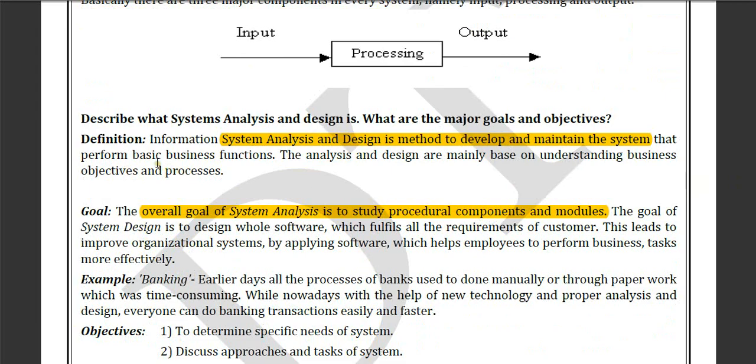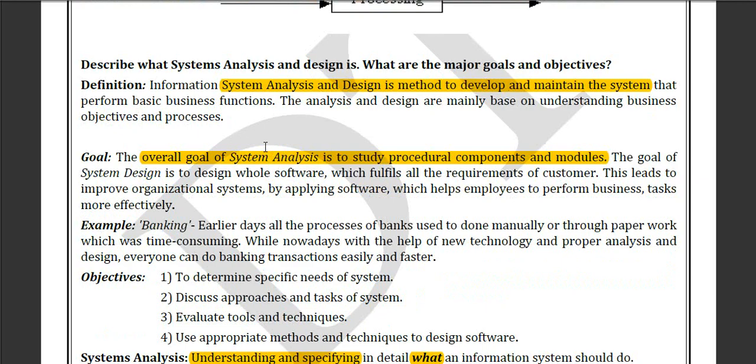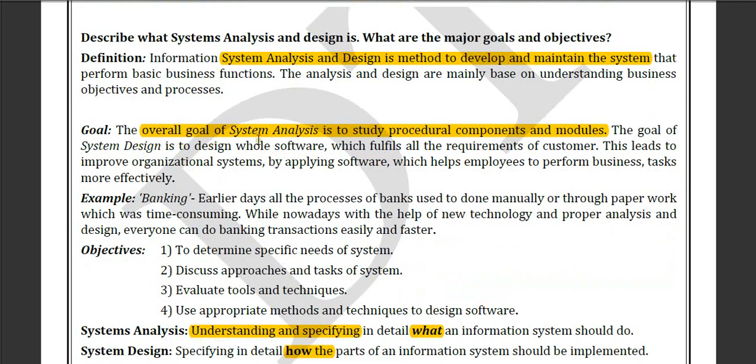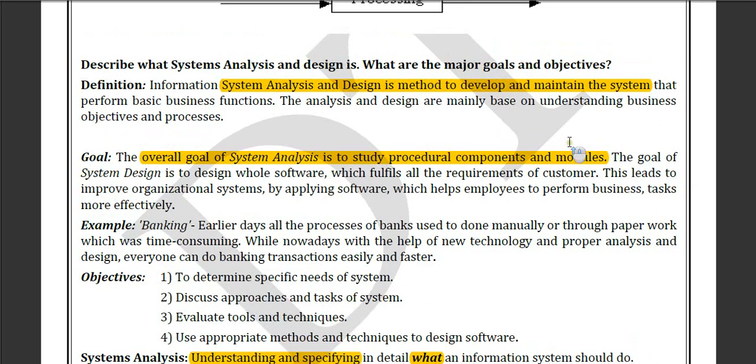Now first of all, we need to know the definition. We already know the definition of system. Now the goal. The overall goal of system analysis is to study procedural components and models. We have already known about system, but what is system analysis? If you generate a system and then after that you study the system, how it works, how the work could be done, how things will happen, and do further studies or research, that is known as system analysis.